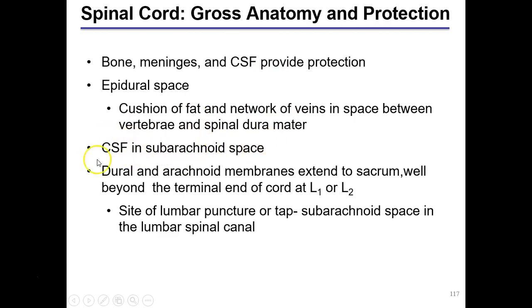The CSF, of course, circulates within the subarachnoid space around the spinal cord, and at the inferior end, we mentioned how the spinal cord typically ends at the level of L1 and L2, but the two outer membrane layers, the dura and arachnoid membranes, extend down to the sacrum, well beyond the terminus of the spinal cord at L1 and L2. And so this is a region where we can safely do a lumbar puncture or spinal tap, where we can insert a needle into the subarachnoid space and withdraw cerebral spinal fluid, typically for lab testing, for example, to detect the presence of infection within the meningeal spaces.